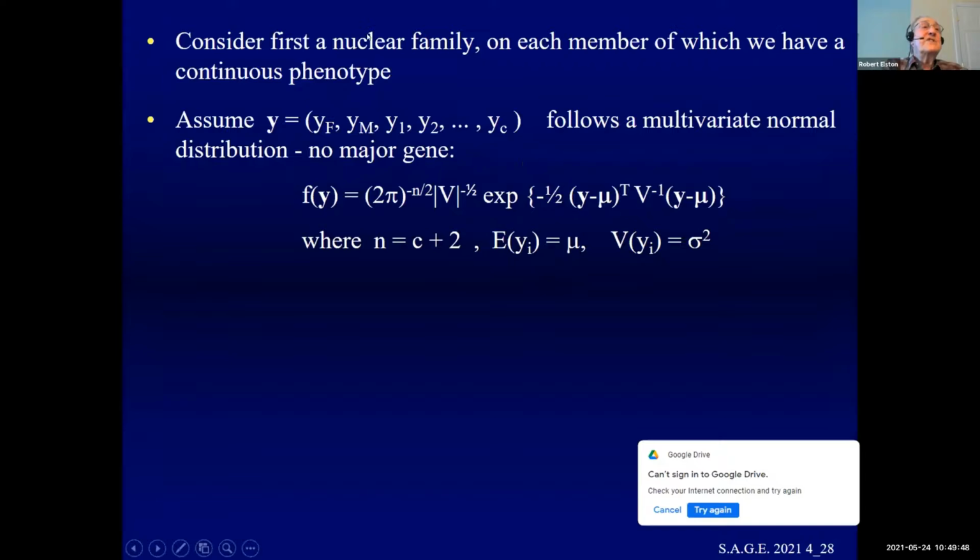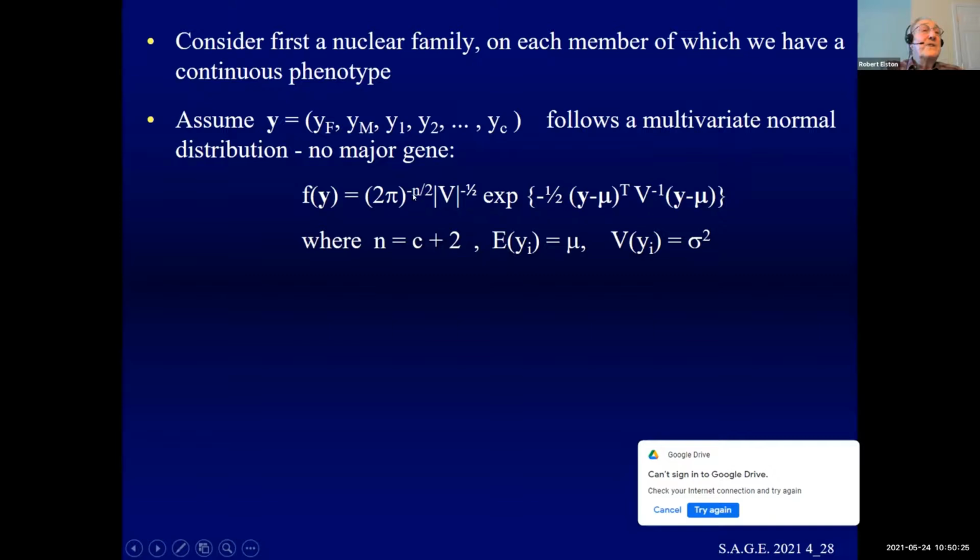So let's just consider a nuclear family, make life easy, on each member of which you have a continuous phenotype. So let this bold Y indicate all the Ys we have. We have the father's phenotype, the mother's phenotype, the first child, the second child, and the last child. And let's assume this follows a multivariate normal distribution with no major gene first. Okay, so you get this. This is normal theory.